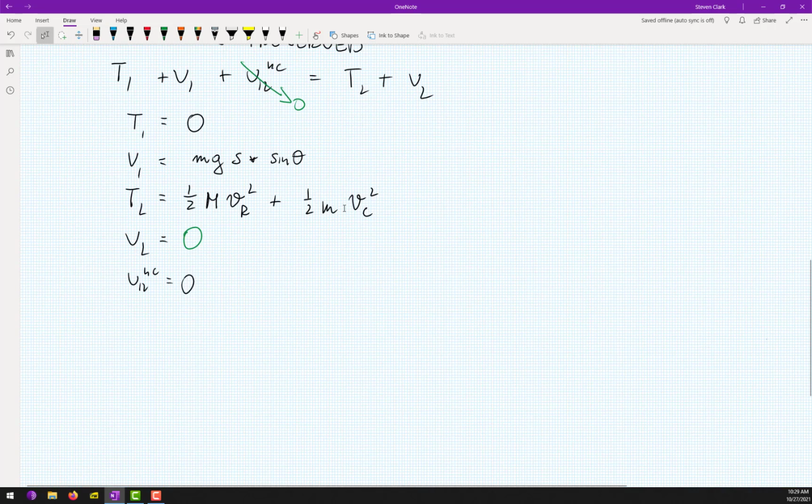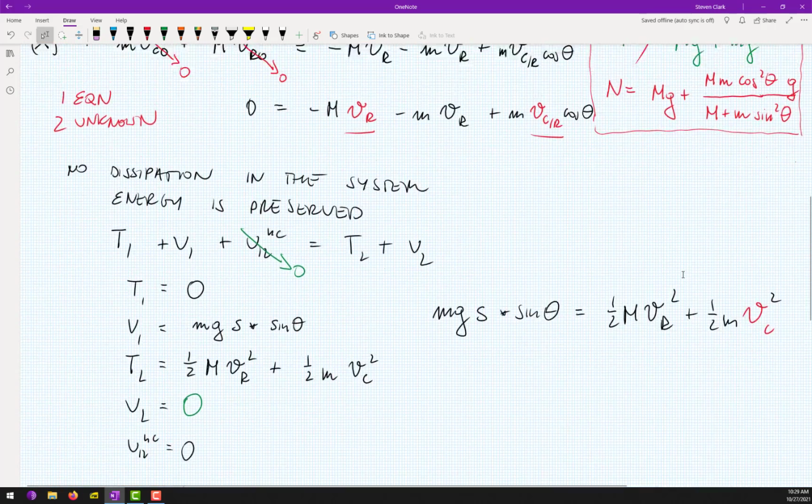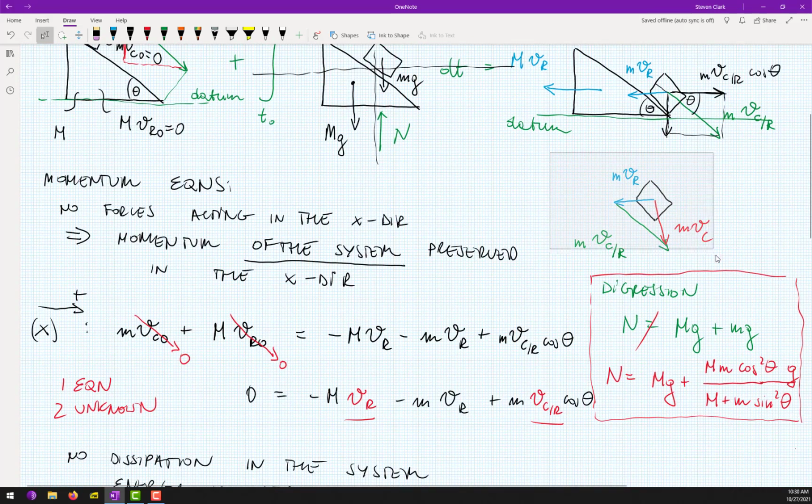Okay, plug everything back into our equation, and we'll end up with something like that: m g s times sine theta is equal to 1/2 m vR squared plus 1/2 m vC squared. Okay, so we have another equation, but we introduced another unknown, yes? So we found our equation, but this guy is not known again. So still not solvable, okay? But we're gonna do what Erin said earlier. We're gonna use this.